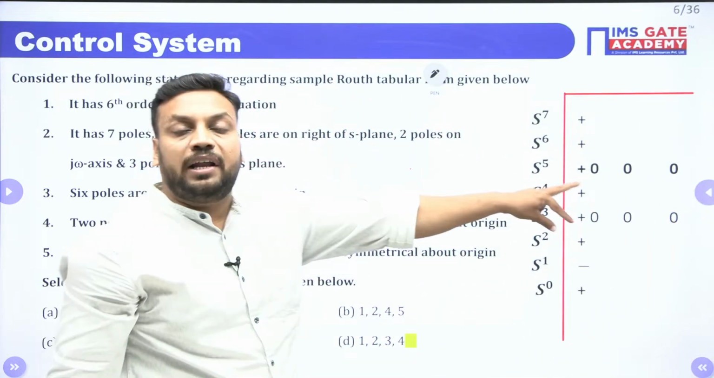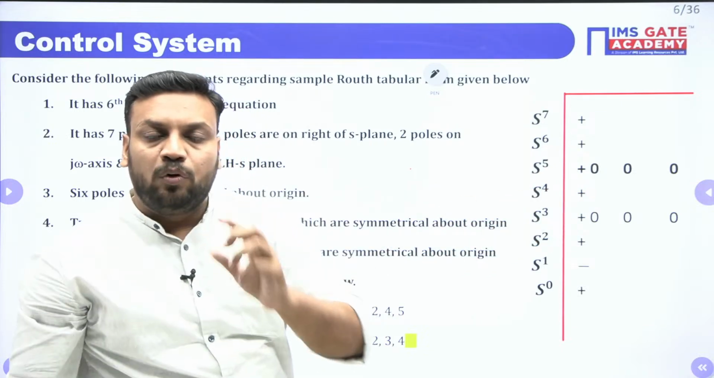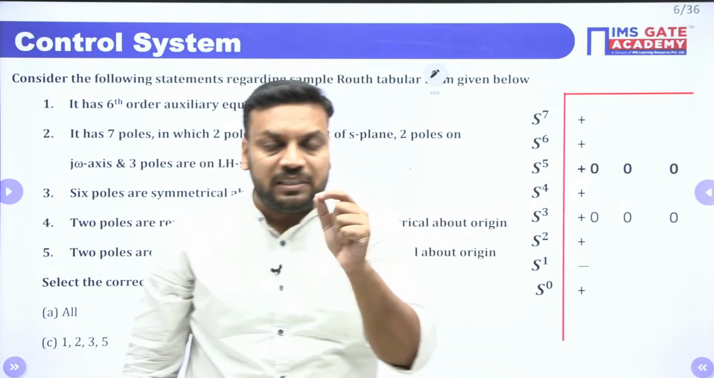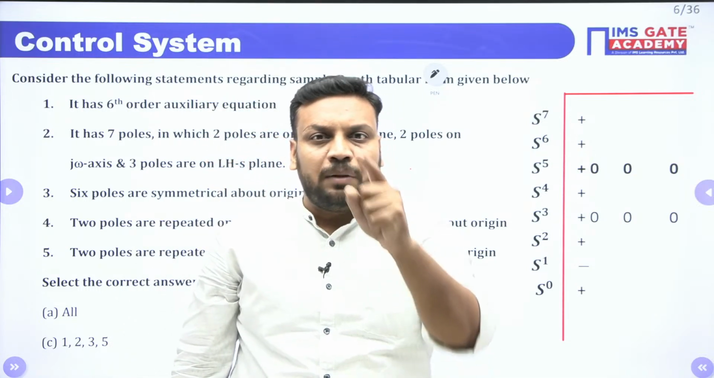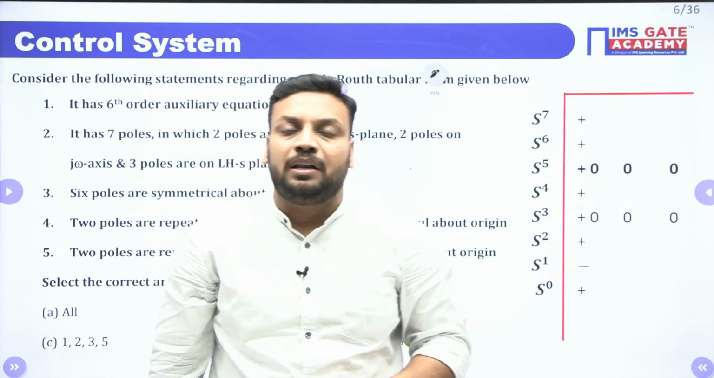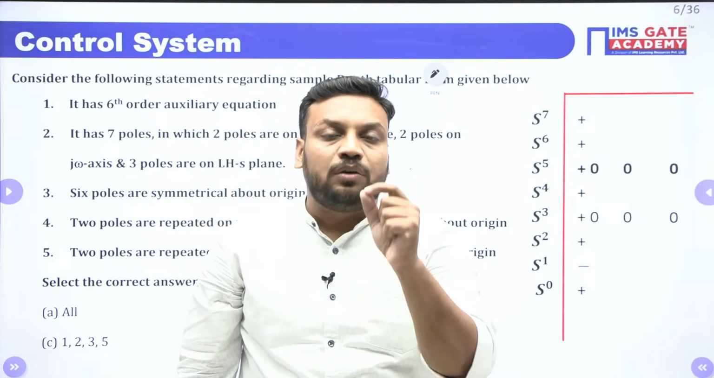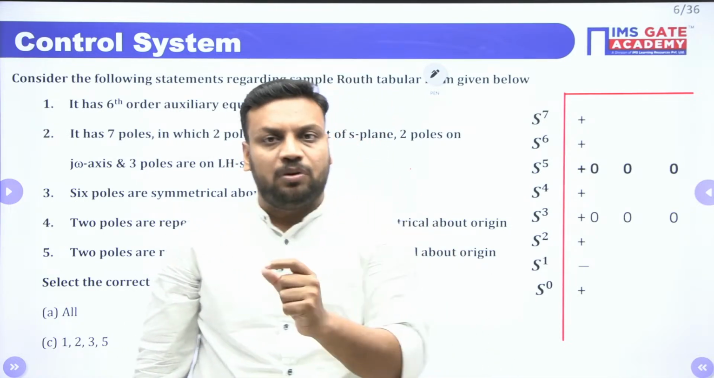Here we are having 2 rows of zeros, and what does a row of zeros indicate? Whenever a single row of zeros is present in the Routh table, it indicates that the roots are symmetrical with respect to the origin on the S plane. It means they can be on the imaginary axis, they can be on the real axis.